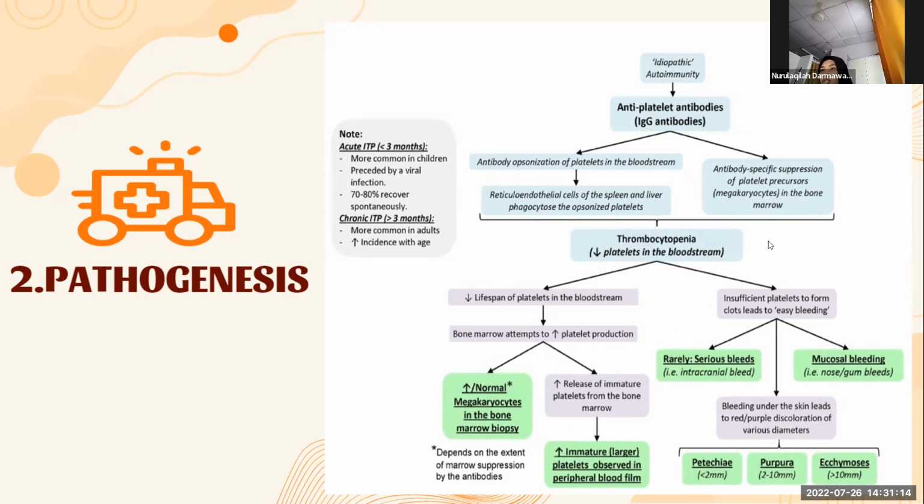And at the same time, when there's thrombocytopenia, the platelets will not be enough to form a platelet clot, which is important for hemostasis for the bleeding. So this can lead to clinical manifestations that can occur in ITP, like bleeding under the skin that leads to red or purple discoloration, such as petechiae, purpura, or ecchymosis that vary in terms of diameter. It also can lead to mucosal bleeding like nose or gum bleed, and for serious cases, it can also lead to intracranial bleed.